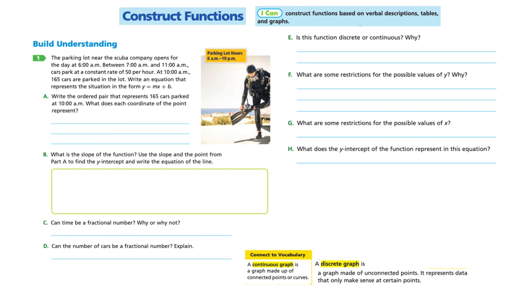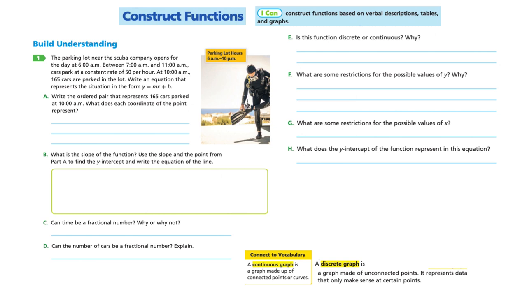So let's get started. The build understanding is what we're going to do together, but I encourage you to go back and look at the Spark Your Learning. It will give you some review from the last lesson, and it'll get you prepared for what they're talking about in this lesson. So I encourage you to do that if you haven't already. So let's read through the build understanding, and then I'll have you pause and we'll work on it together.